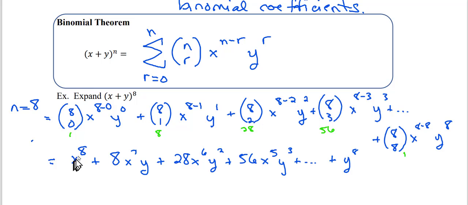Okay, notice the exponents on the x decrease until you get x to the 0. The exponents on the y increase until you get y to the 8th.